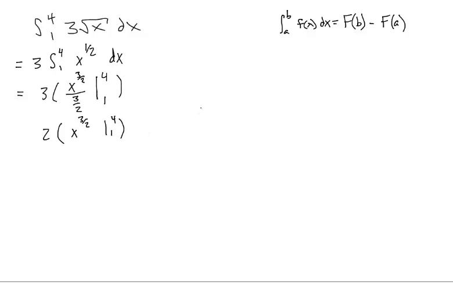And when we evaluate, we're going to do the top number minus the bottom number. So it's going to be 2 times 4 to the 3/2 minus 1 to the 3/2. And now 4 to the 3/2 is equal to 8, minus 1. So we have 2 times 7, and that's equal to 14.